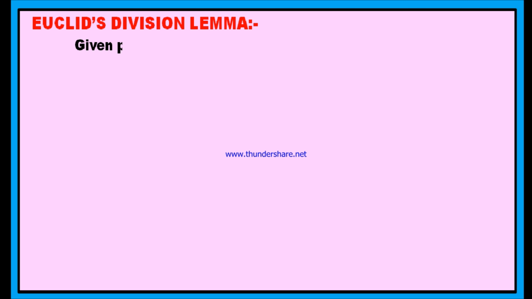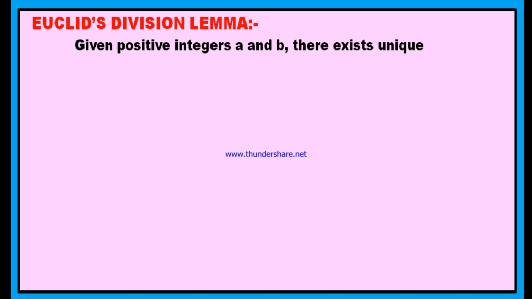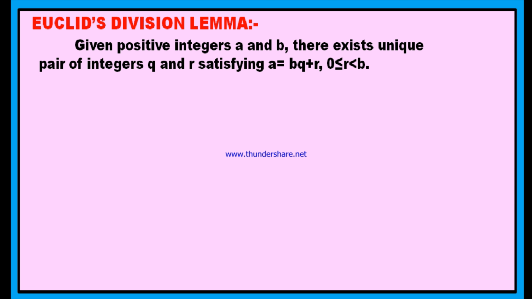Hello students, are you attentive? Okay, here is the next concept. This is Euclid's division lemma. Let us know the statement of this Euclid's division lemma. The statement is, given positive integers a and b, then there exists a unique pair of integers q and r satisfying a is equal to bq plus r, where r is greater than or equal to 0 but less than b. This is the statement of Euclid's division lemma.